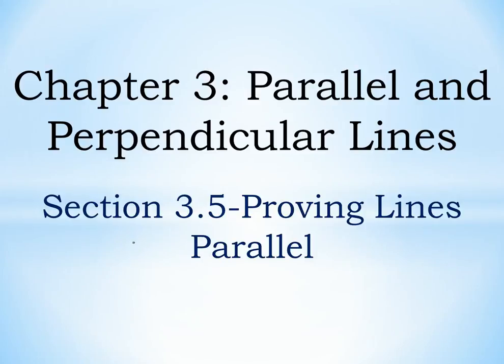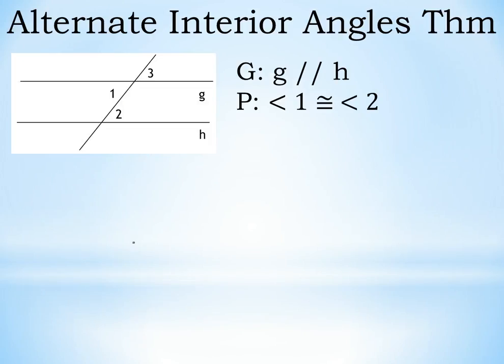Alright, so today we're going to talk about how to write proofs using these parallel lines. First we're going to prove those three parallel line theorems we discussed before, starting with the alternate interior angles theorem. Given lines G and H are parallel, we want to use it to prove that angles 1 and 2 must be congruent.